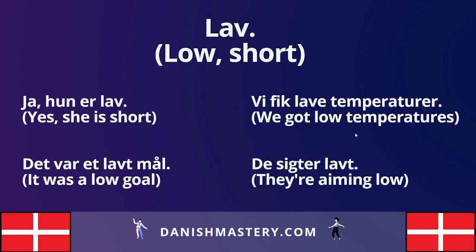De sigter lavt. They're aiming low. So they're aiming at something because they're an archer or something, and then they're doing it low, right? In a low way. De sigter lavt.